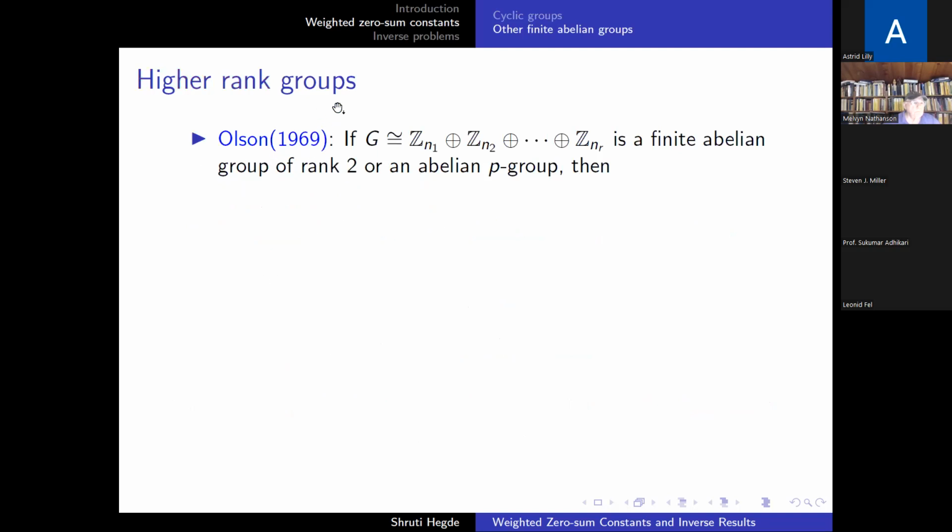So we move on to these higher rank groups. In particular, we will be seeing some finite p-abelian groups of certain fixed ranks. So we first need Olson's theorem proved in 1969. It says that if G is a finite abelian group written as the direct sum Zn1 up to Znr whose rank is 2, or if G is a finite p-abelian group, then in either case D(G) is equal to 1 plus the summation of ni minus 1, i running from 1 to r. This summation we will denote as D star G, so D(G) will be equal to 1 plus D star G.